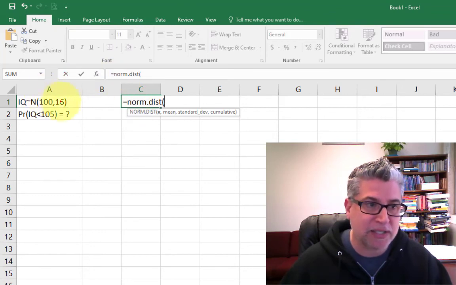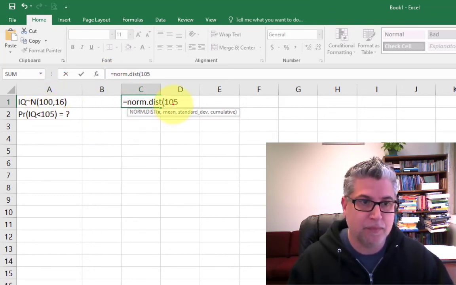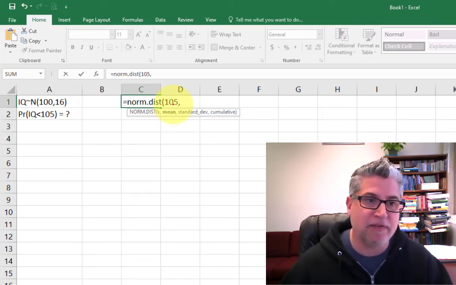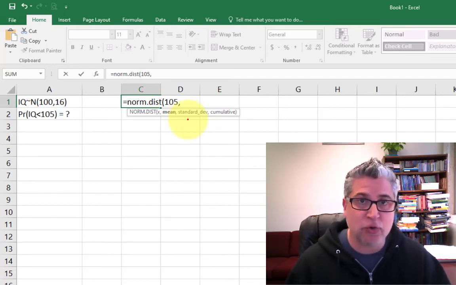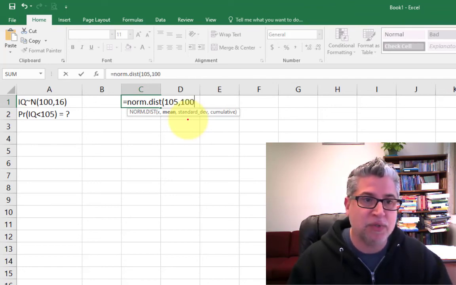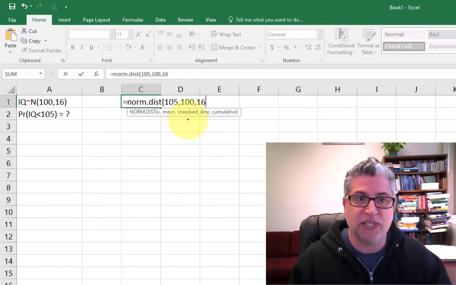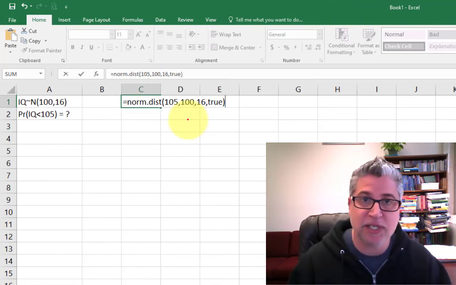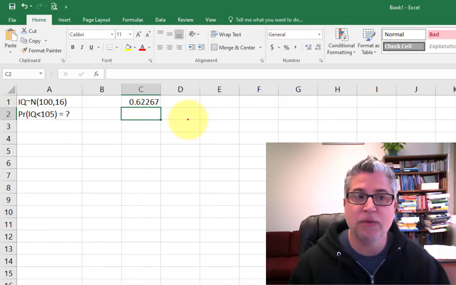It wants to know X, and X was 105. And now it wants to know what is the particular mean and standard deviation, right? Since it's not a standard normal anymore, we don't know. We have to tell Excel. And that mean was 100, and the standard deviation was 16. Then we just key in true, just like before, close parentheses, and hit enter, and we get our answer. So 62% of people score an IQ less than 105.